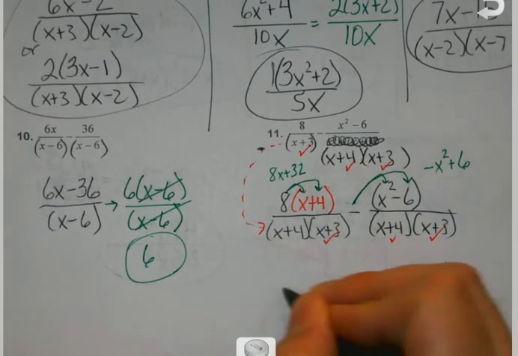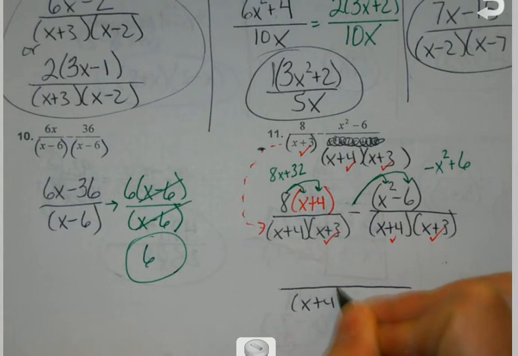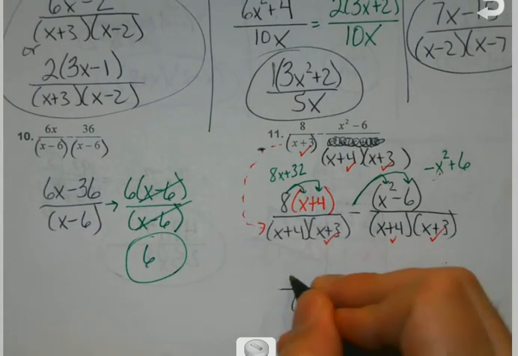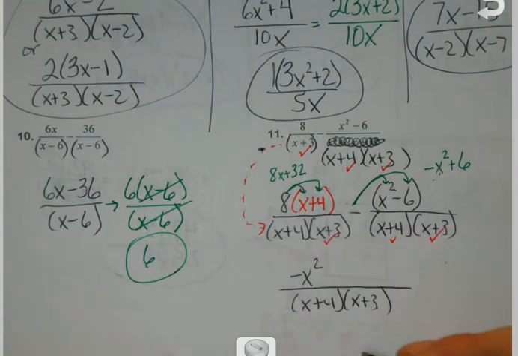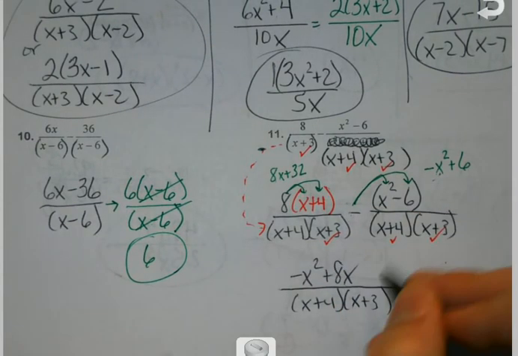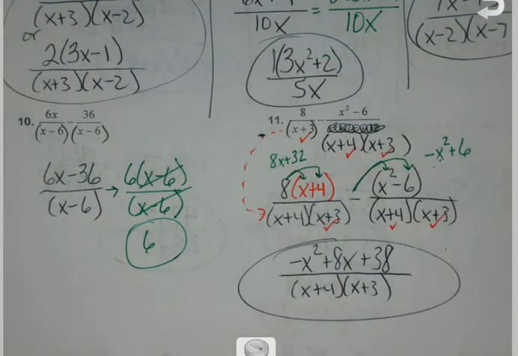I don't think the rest of this is going to be bad. So let's see what we got here. I always like to write things in order of degree from greatest to least. So I'm going to write the negative x squared first. And I got a positive 8x. And 32 plus 6 is 38. And you can try till you can try no more. That is not going to factor. So we're done.